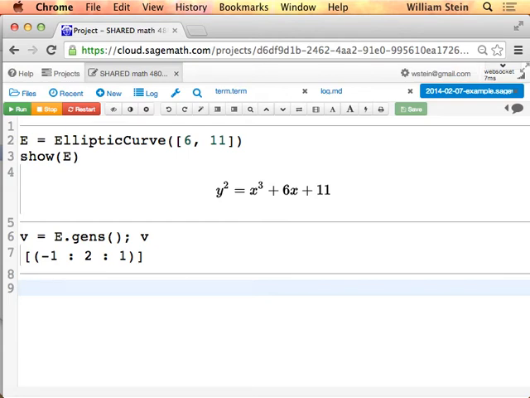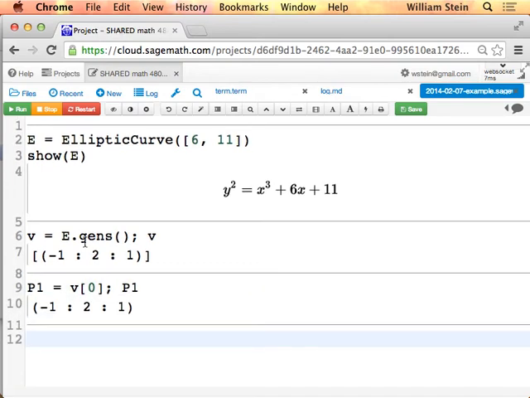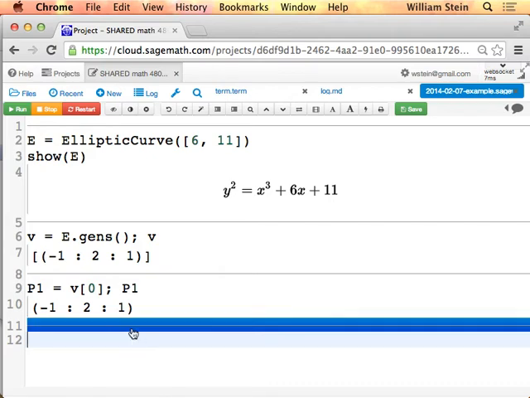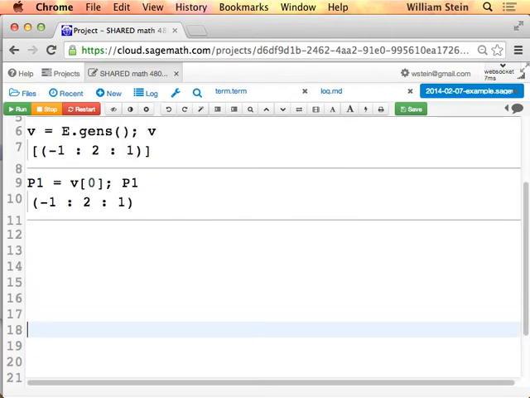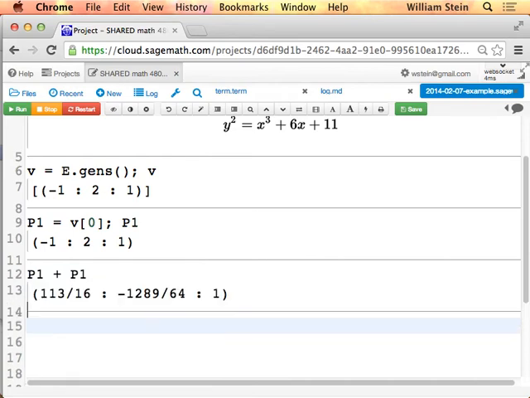And now we can take, I'll call it P1, the first element, which in Python is square bracket 0, of the list V of generators. And now let's add that point to itself. Remember, that was the thing that we started over there, but I got lazy. So P1, actually I did it with minus P1, but boom! So we got something that has a 16 in the denominator, just like we anticipated from our calculation.